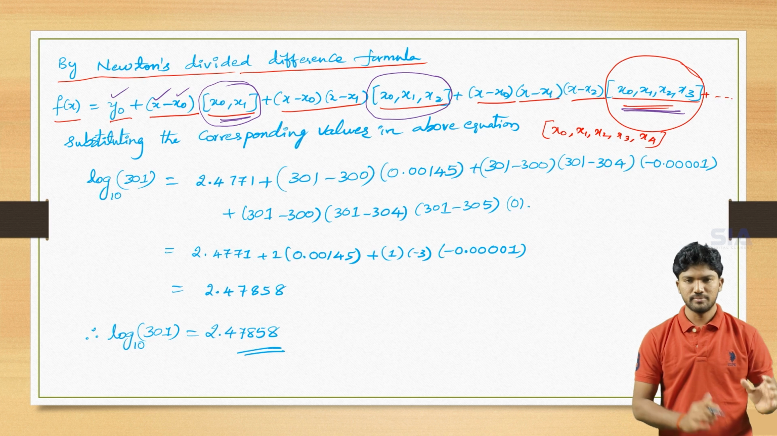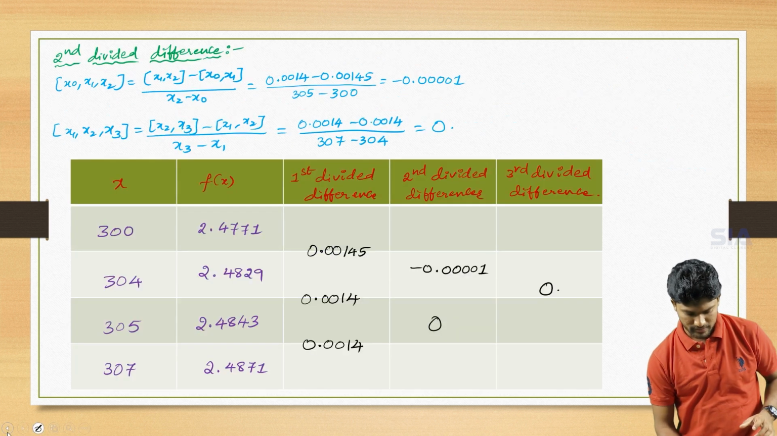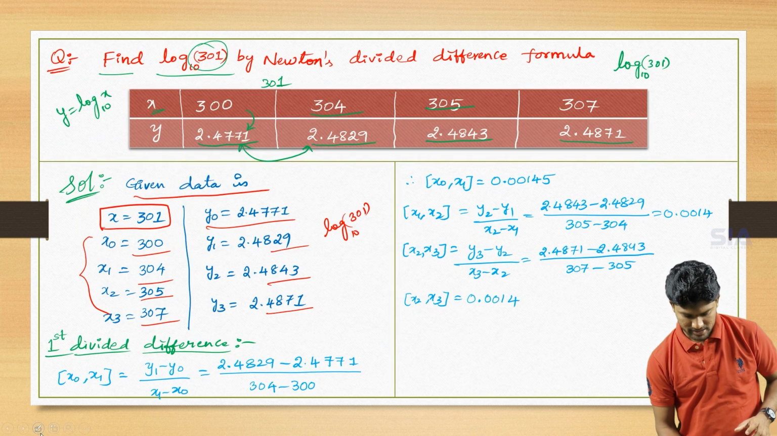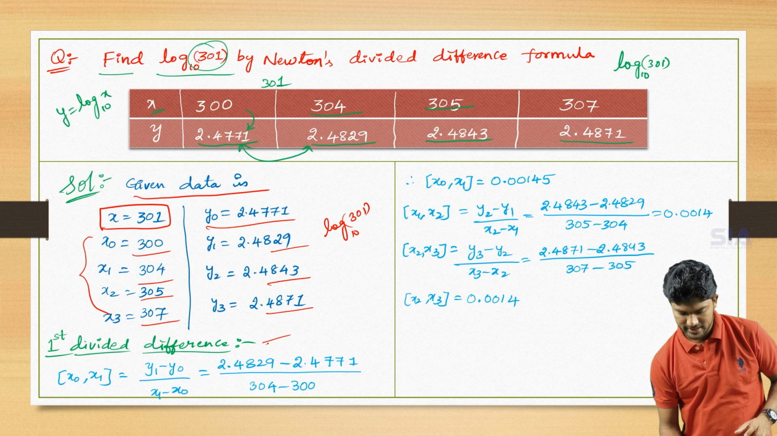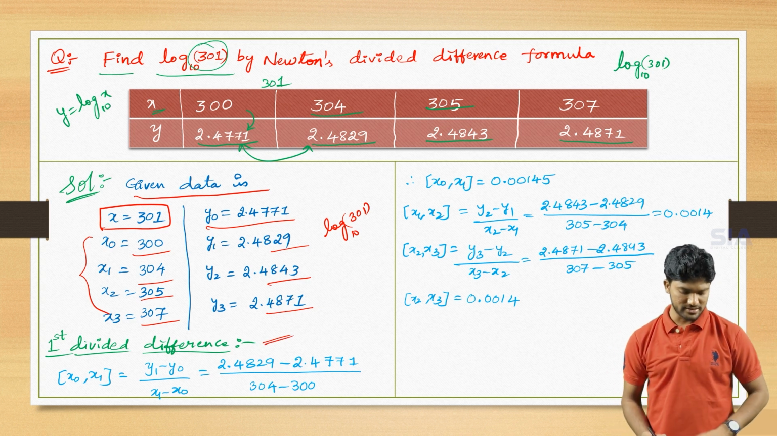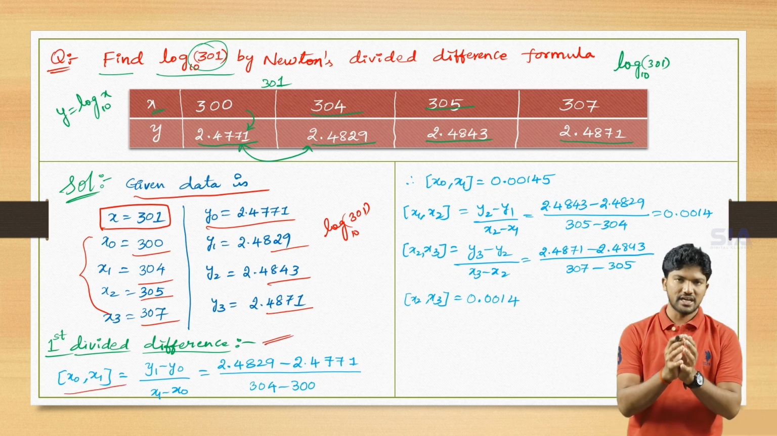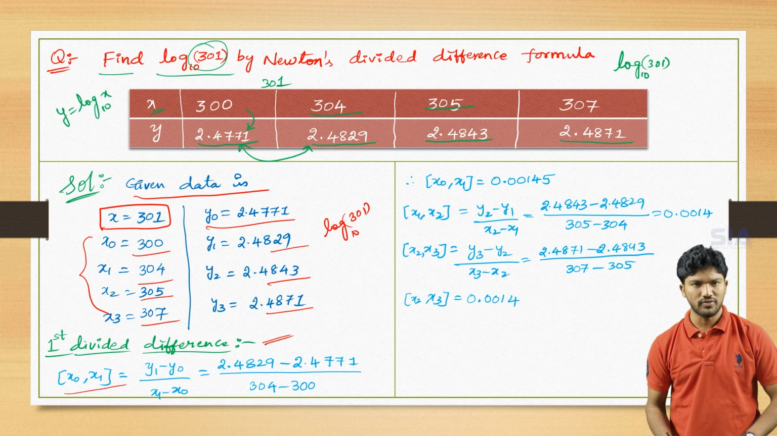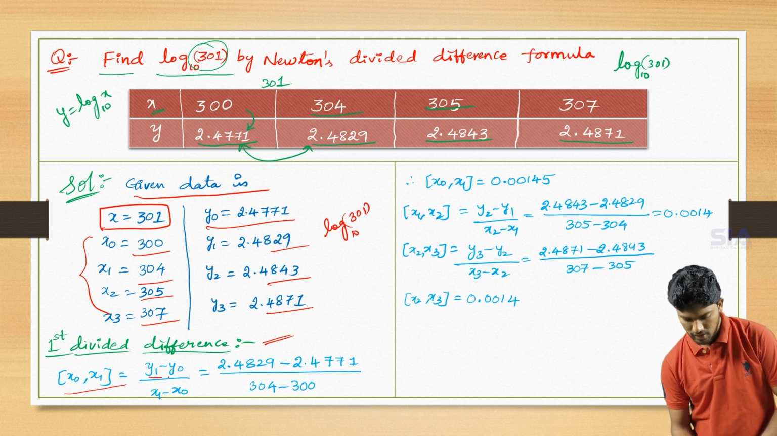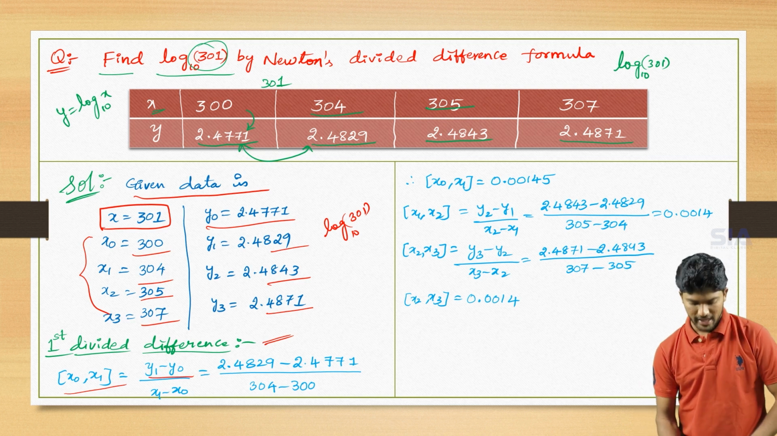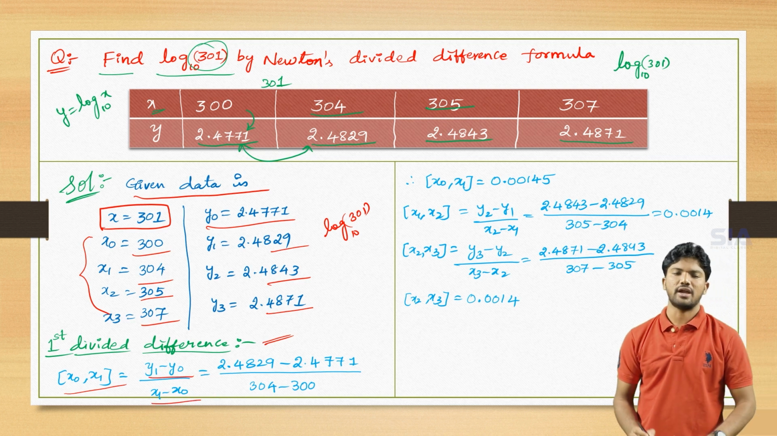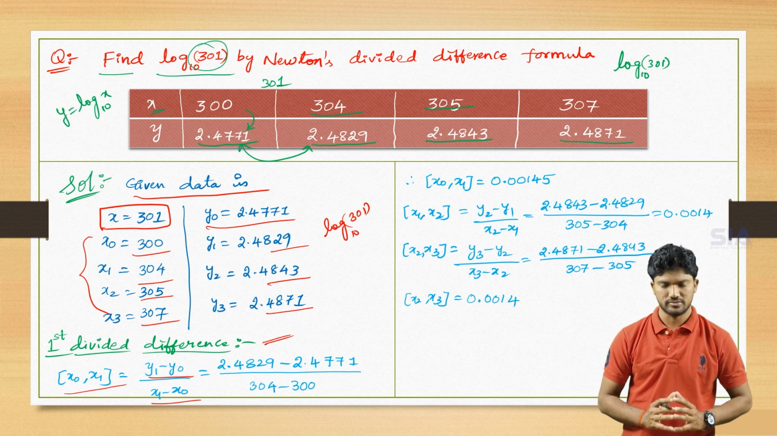After that you can simplify, then you will get the answer. So that's why we are starting with the first divided difference. What is the first divided difference? x0 comma x1. So what is the formula for x0 comma x1? It is y1 minus y0 by x1 minus x0.